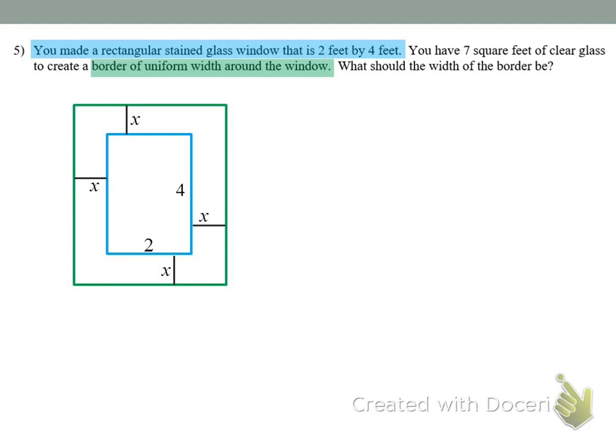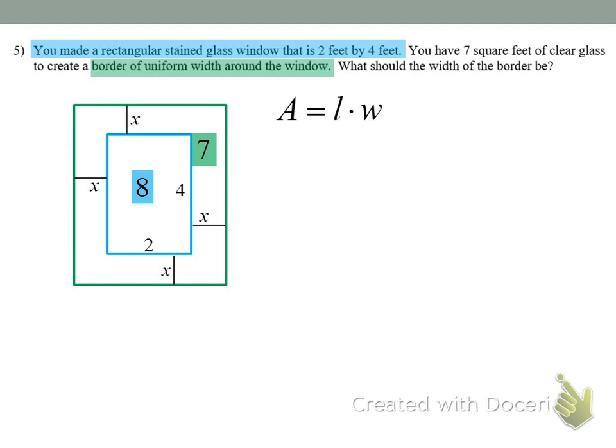So now that we realize we're dealing with area, let's write up the formula. Area is going to equal length times width. We now know that that blue rectangle is going to be 2 by 4, so that blue rectangle has an area of 8. And that 7 square feet of clear glass for this border has to be out here. All of this border put together has to have an area of 7.